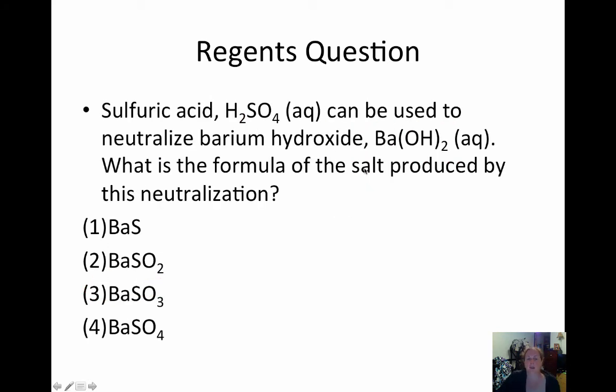Sulfuric acid, or H2SO4, can be used to neutralize barium hydroxide. What is the formula of the salt produced by the neutralization? So we have H2SO4 combining with BaOH. The hydroxide and the hydrogen are going to create the water. So the salt would be a combination of barium and sulfate. So BaSO4 would be our salt here.